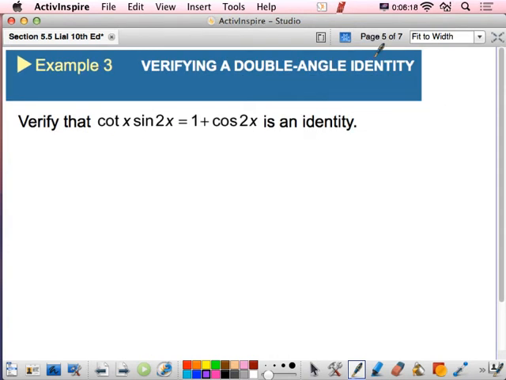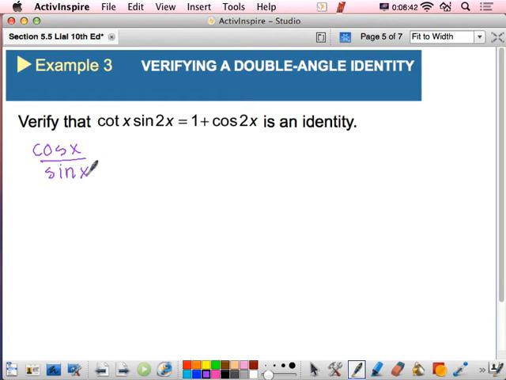Okay, for this example, we're going to verify that cotangent of x times sine of 2x equals 1 plus cosine of 2x. So let's start on the left side and let's see what we got. Well, obviously, I want to get rid of that cotangent, right? So what's the way to get rid of cotangent? Cosine x over sine x. Yeah, I can change it to cosines and sines. So we can use the quotient identity and say that cotangent is cosine of plain x over sine of plain x, as long as you keep the angle.